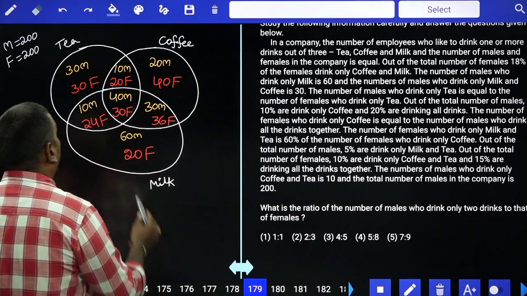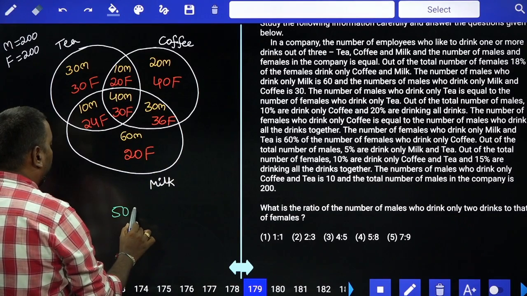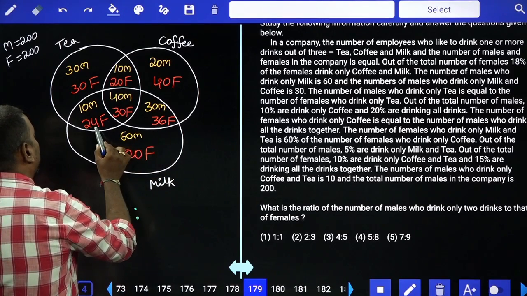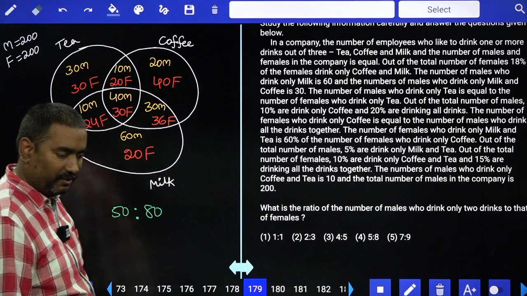Only 2 drinks, male means 10, 10, 20, 30, 50. Female 36, 24, 60, 20, 80. 5:8 will be the ratio.